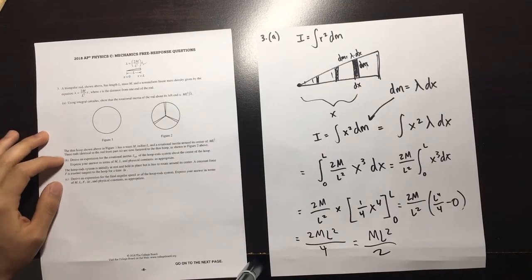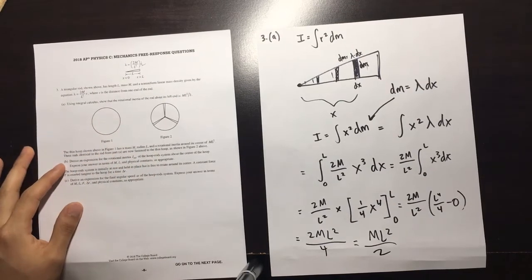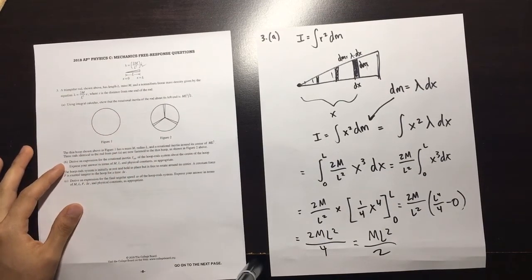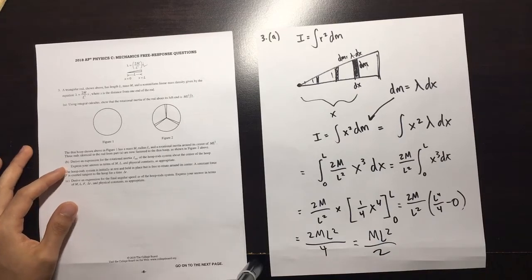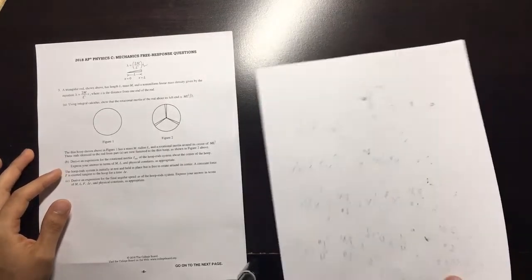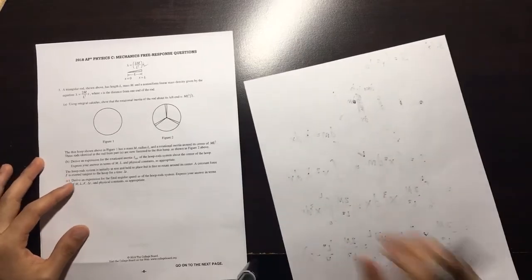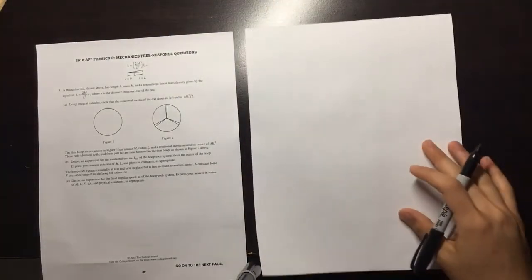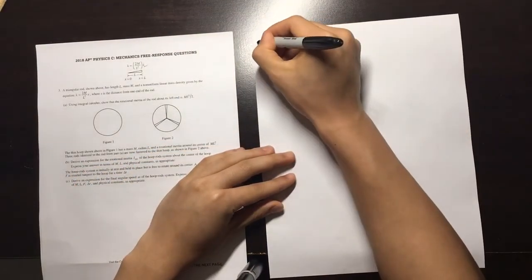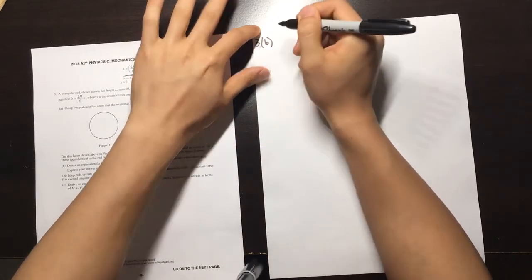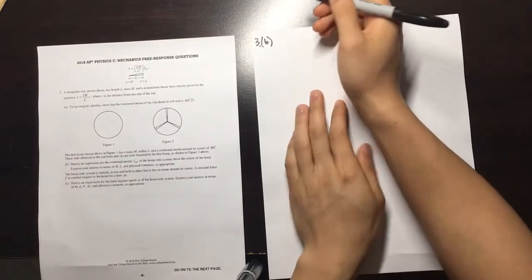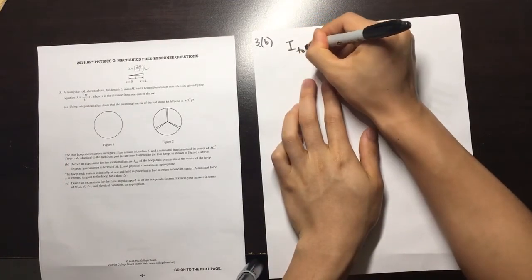I assume you all can read this part about the two figures. Part B asks, derive an expression for the rotational inertia I total of the hoop rod system about the center of the hoop. Express your answer in terms of m, l, and physical constants. So I'll just get another sheet. Derive an expression for I total.